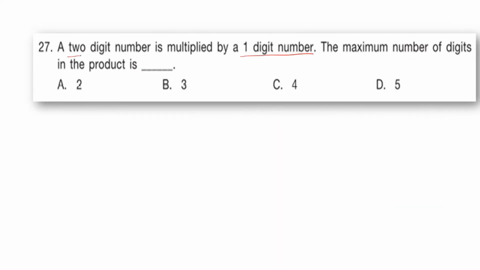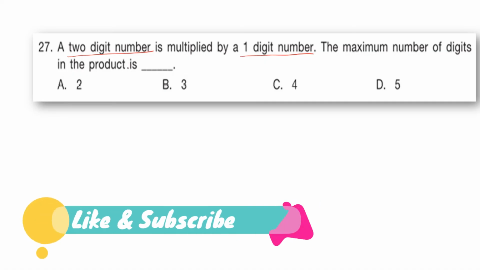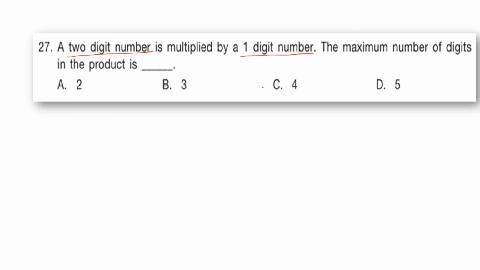Next question. A 2-digit number is multiplied by a 1-digit number. The maximum number of digits in the product is dash. A is 2, B is 3, C is 4 or D is 5. Your time starts now.